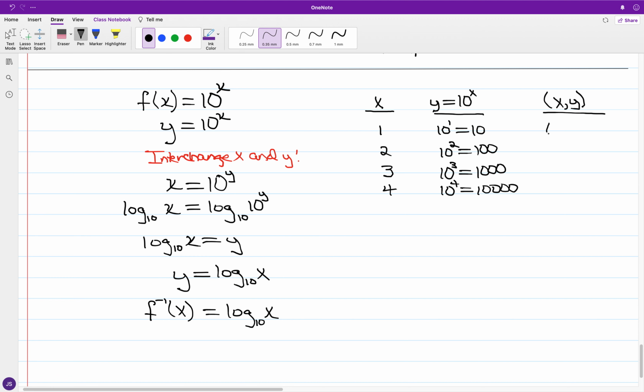So if you were to graph this, among the points you would have 1, 10. You would have 2, 100. As well as 3, 1,000. Then we have 4, 10,000.